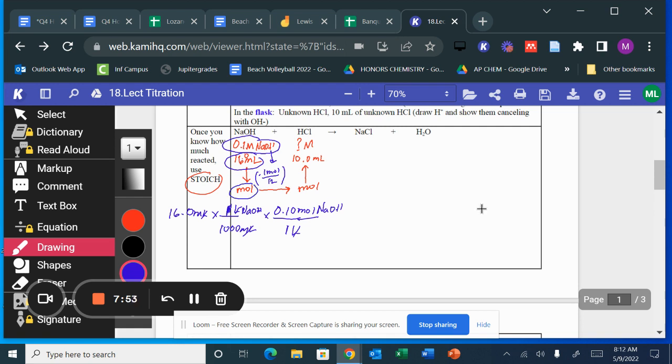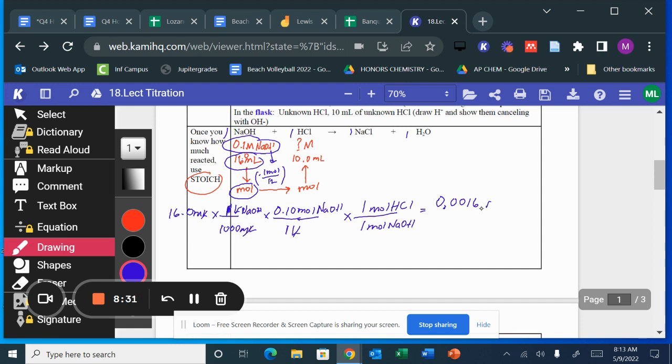Then you're going to use the balanced equation. I think this is a 1, 1, 1, 1. To go mole to mole ratio to get the moles of this one. So you have for every 1 mole of NaOH, you're going to get 1 mole of HCl. Okay, then you do this calculation. 16 divided by 1,000 times 0.1 equals 0.0016 moles. I'm not doing sig figs here, just giving you the concept right now.